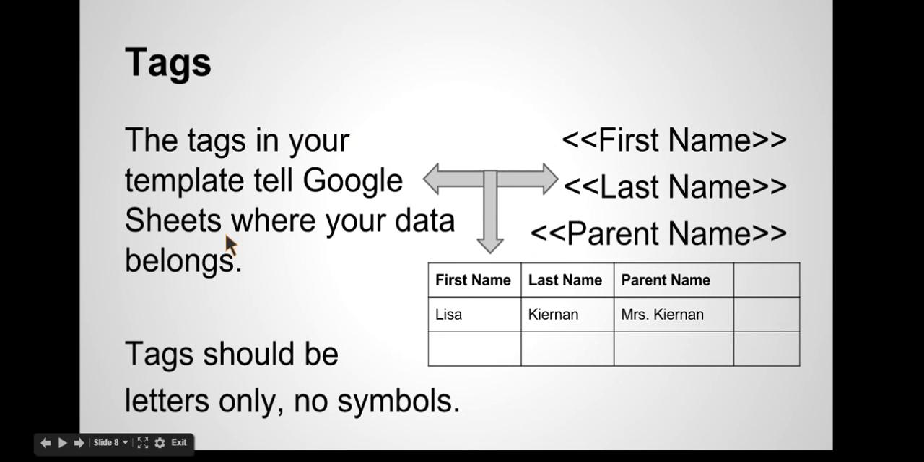To create your template in Google Docs, you need to have tags. And to create a tag, use the greater than and the less than signs, two on either side. And your tag needs to match the headers in your spreadsheet. One thing that's important to remember is not to use symbols, only use letters in your tag. So if you wanted to put apostrophe S on parents' names, it won't merge that data.